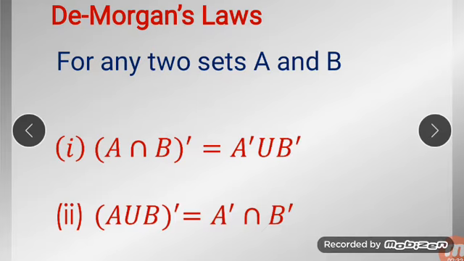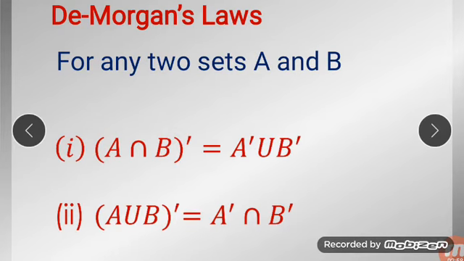De Morgan's law states that if we have two sets A and B, and we take the intersection of A and B, then take their complement. Whenever you see this dash sign or C, it means this set should be subtracted from U, the universal set. So if A intersection B is taken, then its complement will be equal to A complement union B complement.